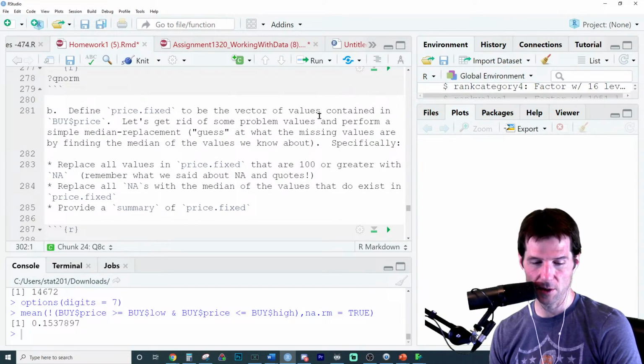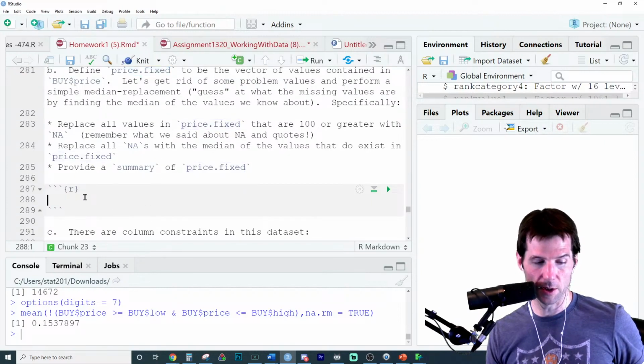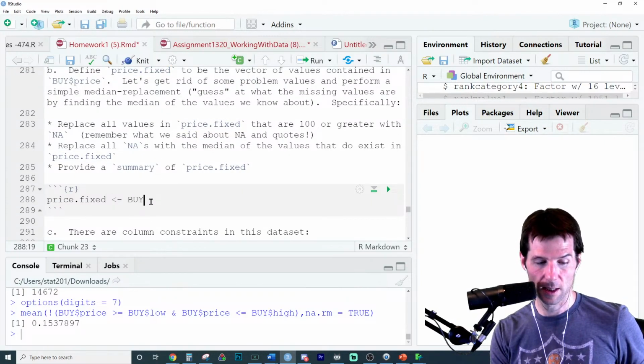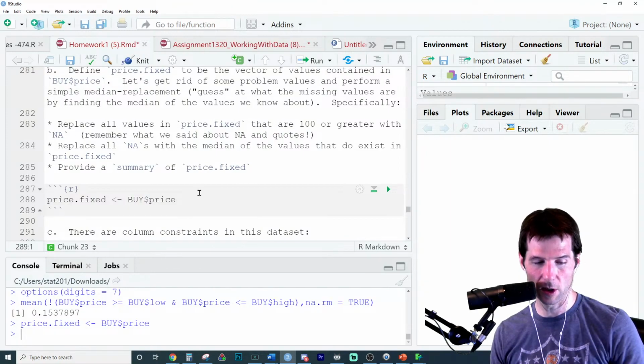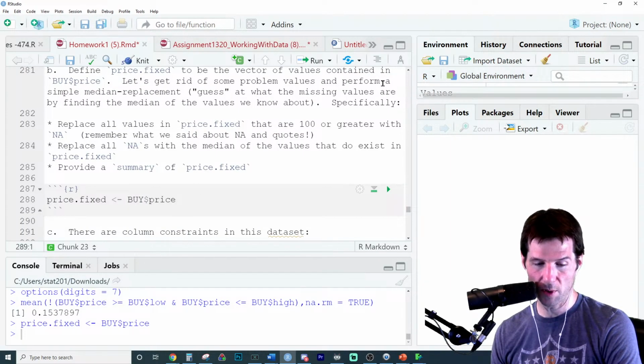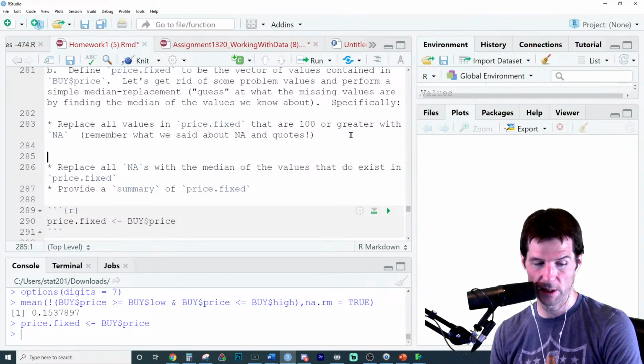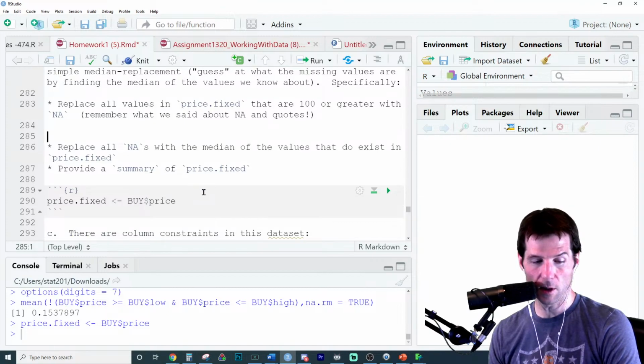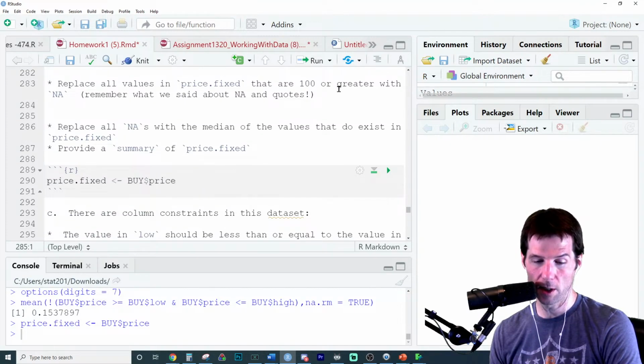Define price fixed to be a vector that contains the price right here. So let's go do that. All we're going to do is just define this as it contains the price. There we go. We just created that. Let's get rid of some problem values by performing a simple median replacement. So we're only going to do the first one right here. Replace all values in price fixed that are 100 or greater.